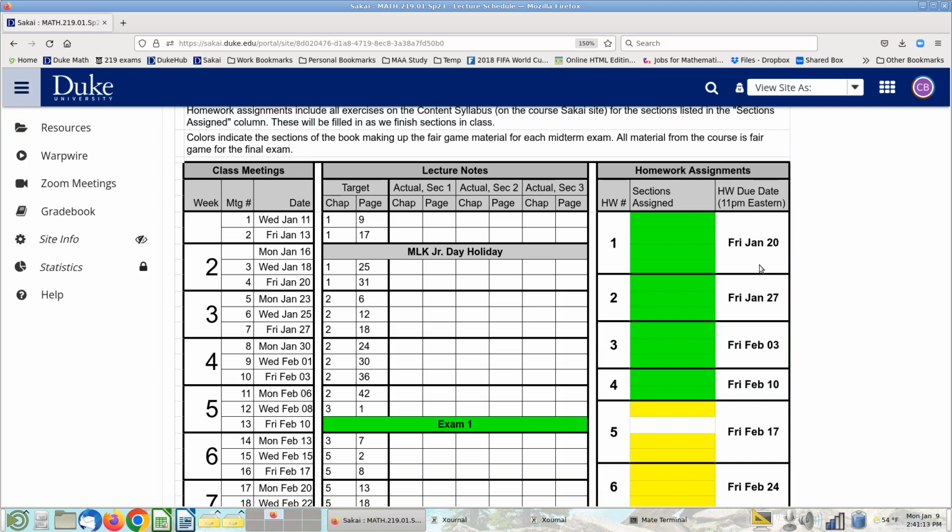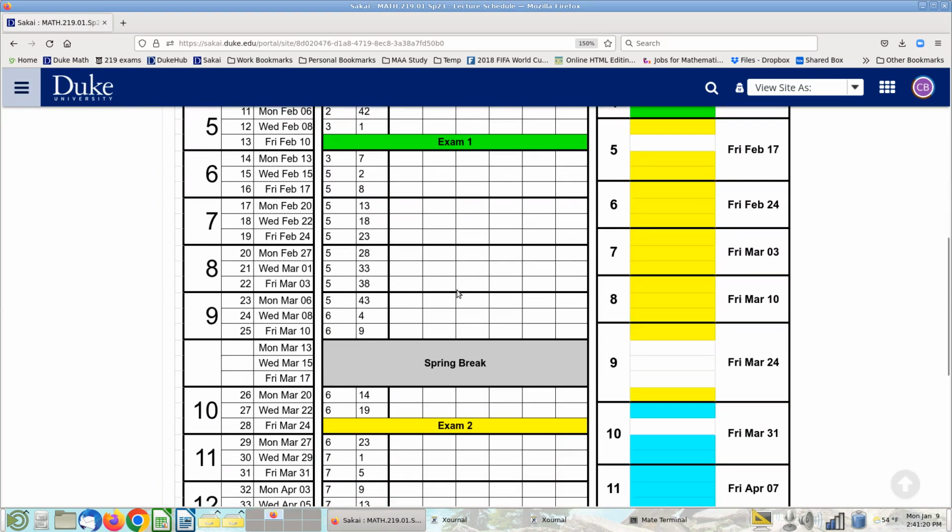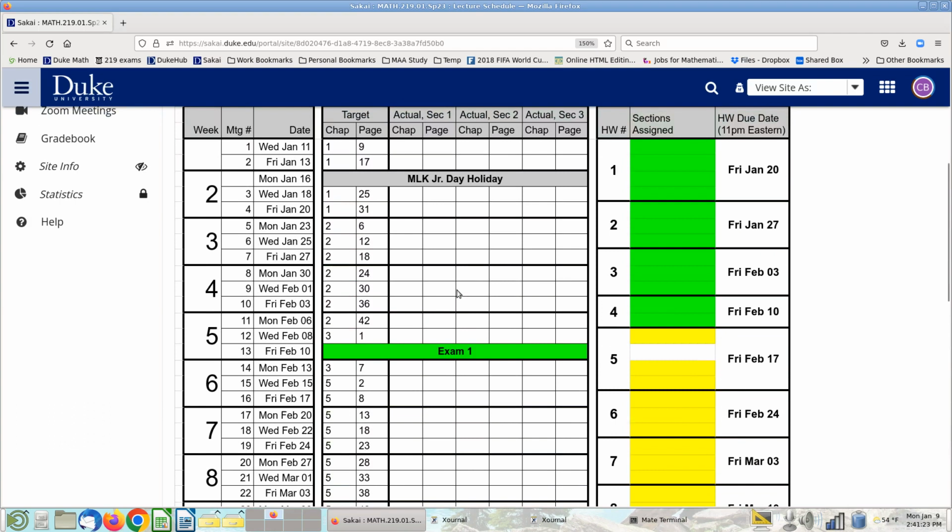Alrighty, the last thing I'm going to talk about on the lecture schedule is the exams. We've already noted that the exams are listed here. You'll see also that there is a color coding. The purpose of the color coding is to indicate what is fair game for that exam. For example, Friday, February 10th is the date of our first midterm exam. What's fair game for that is all of the material in this green section, the sections of the book in the green cells. Notice that what we do on Wednesday, February 8th is a yellow section.